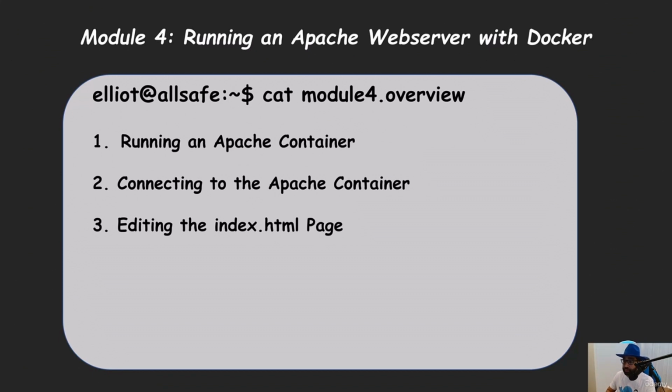This module has 3 different topics. Number 1, which you already know how to do, running an Apache container. Number 2, which you also know how to do, connecting to your Apache container. And then finally, we will edit the index.html page for our Apache container. So let's get started with running an Apache container.